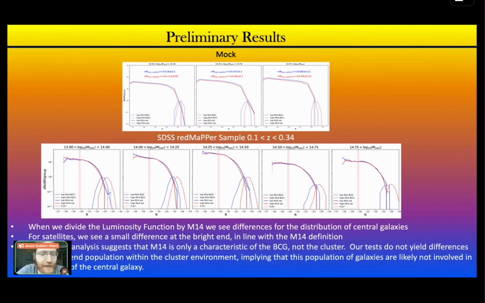And our tests do not yield differences in the faint end populations, which may imply that these populations of galaxies are not involved in the growth of the central galaxy.